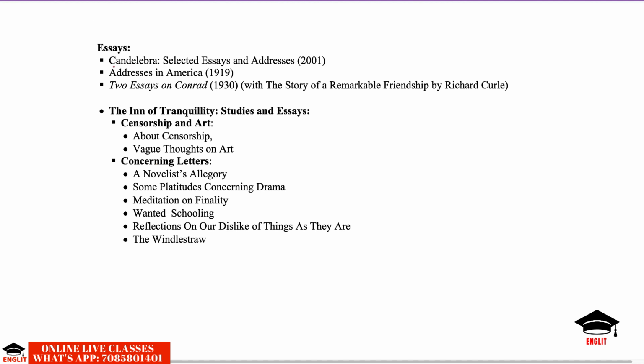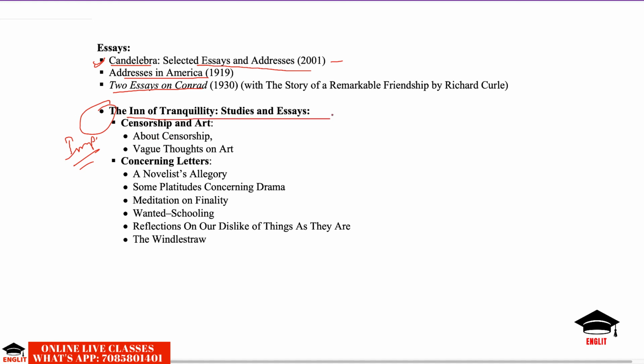फर्स्ट कलेक्शन है कैंडेलेब्रा, द सिलेक्टेड एसेज एंड एड्रेसेस. ये भी एक कलेक्शन है, इसमें भी आप देखते हो बहुत सारे एसेज मिलेंगे. एड्रेसेज इन अमेरिका, he had given many addresses, many lectures, he had written many letters. So all these letters and addresses, they were prepared into manuscripts and they were published. So ये एसेज हैं, प्योर एसेज. 2 एसेज ऑन कॉनरेड. सबसे इंपॉर्टेंट उसमें है ये द इन ऑफ ट्रैंक्विलिटी स्टडीज एंड एसेज.